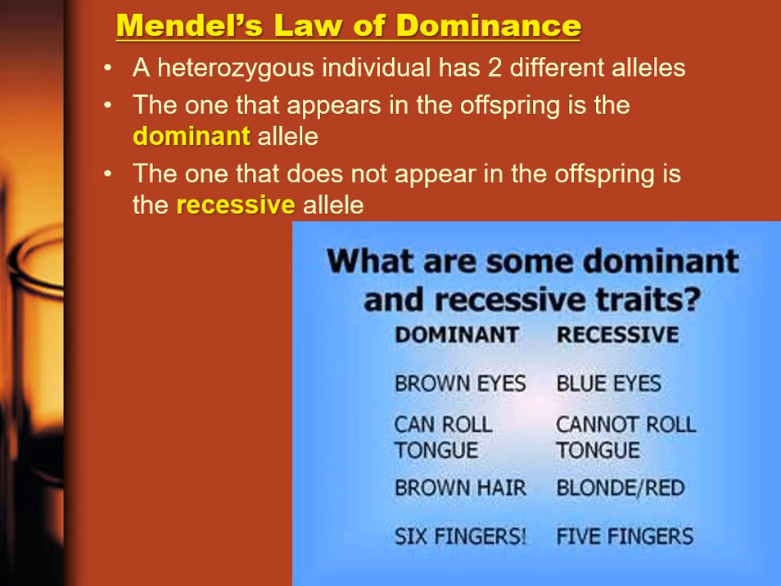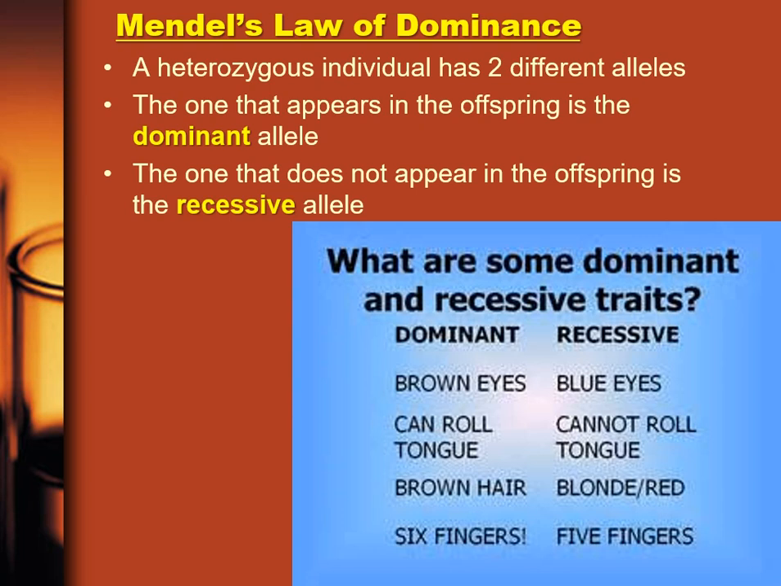He said the heterozygous individual has different alleles. The one that appears in the offspring is the dominant allele, while the one that does not appear in the offspring is called the recessive allele. Okay, so for example, you mentioned some of the dominant alleles. For example, we have brown eye. Brown eye is mostly dominant over blue eye.